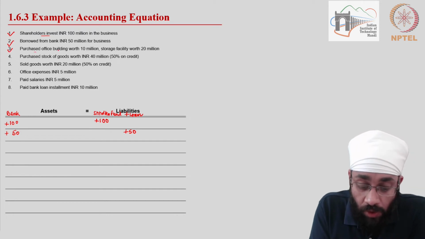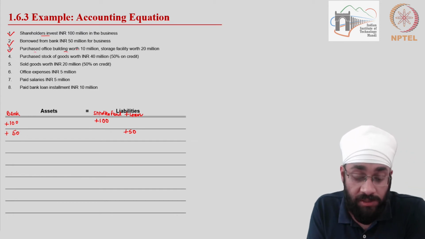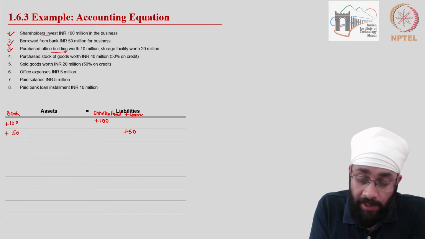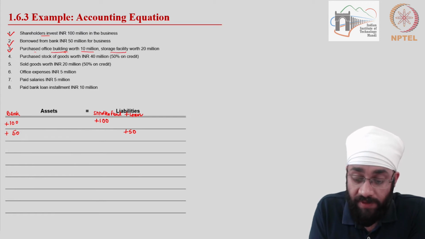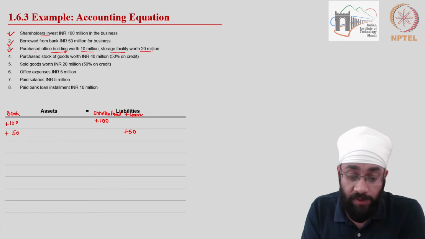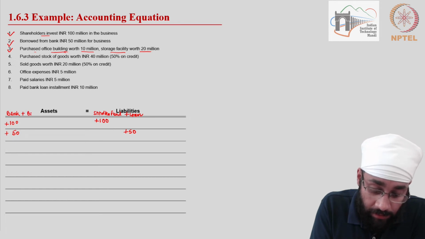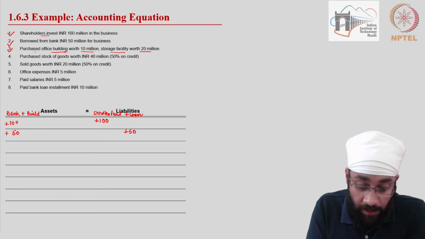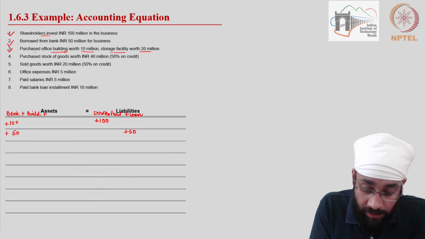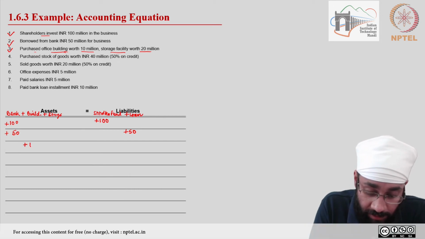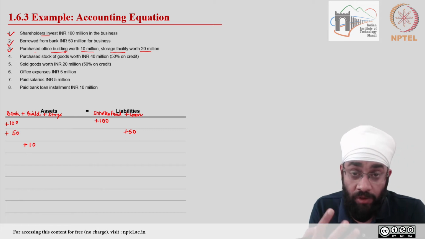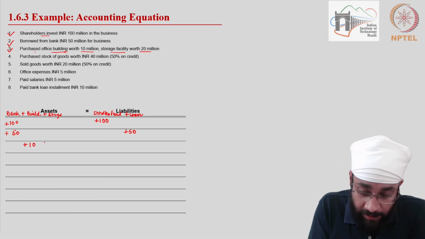Then you have purchased office building. Now you're using this money to purchase some assets. You purchase office building worth 10 million and a storage facility worth 20 million. Two types of assets are being purchased. Now office building, I'm going to write it here. So I'll just put it in short, building, and the other one is storage. Okay. So I'm purchasing office building worth 10. So building, the value of asset that goes up, and a storage worth 20.